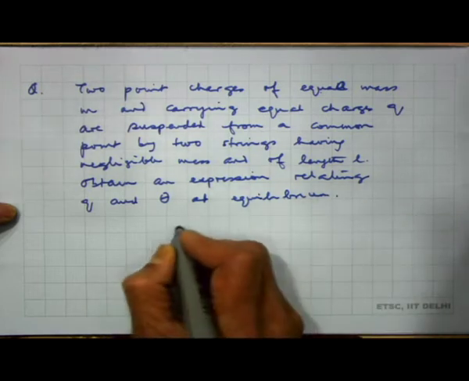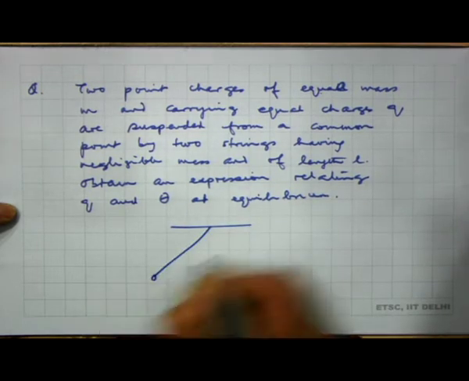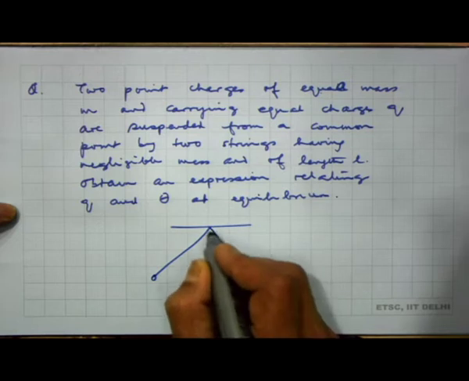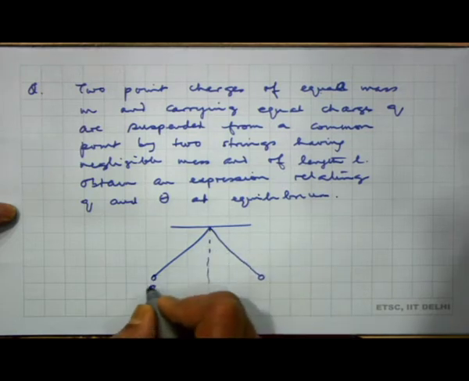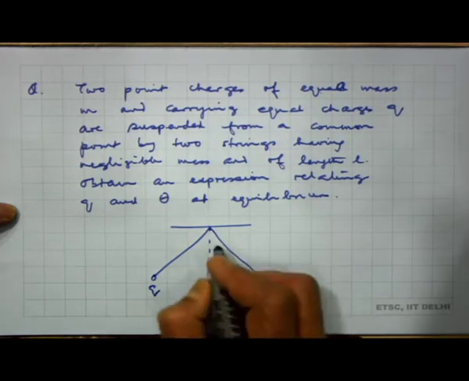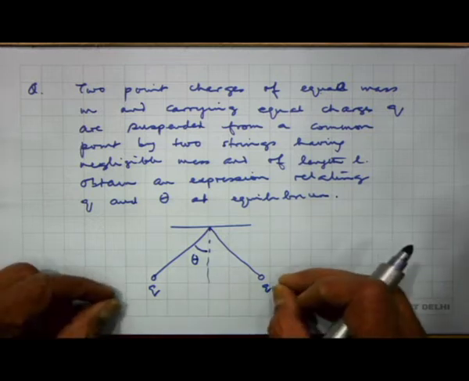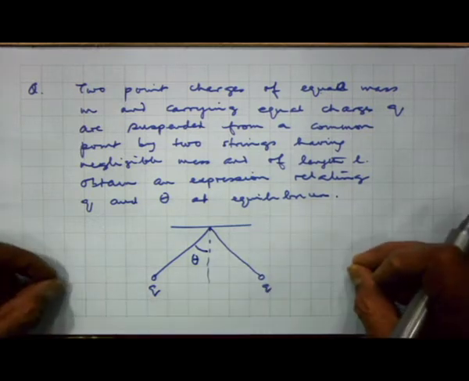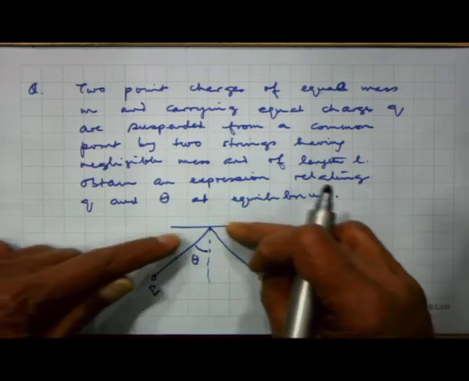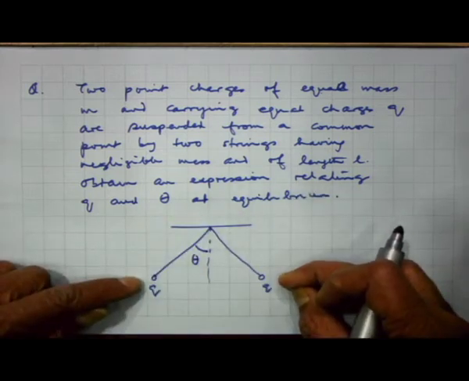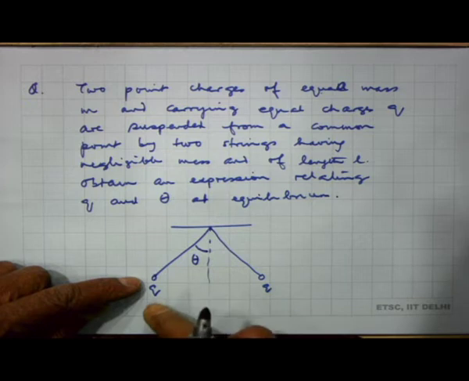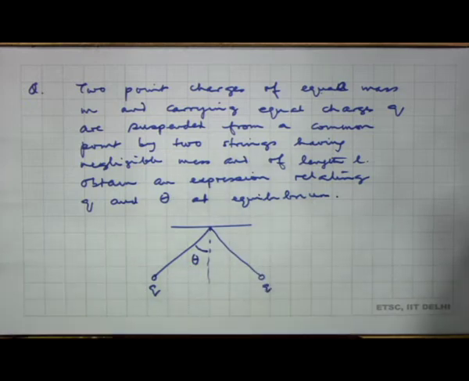Now, let me show theta here. So, this is one charge which is here, this is q, and this is theta. Because of electrostatic repulsion, the two charges move away and they are connected to a string, so they are in equilibrium position like this. Now, the question is, what is the relationship between q and theta?